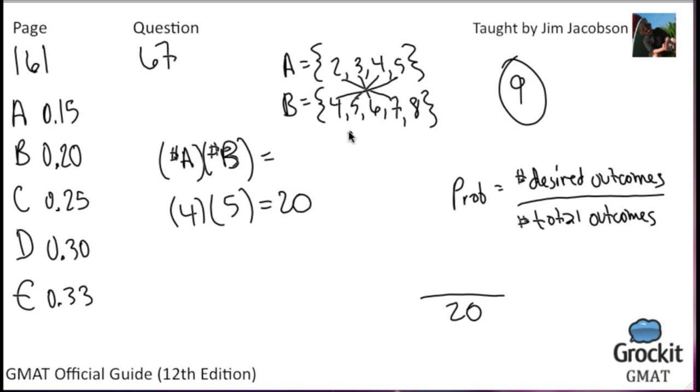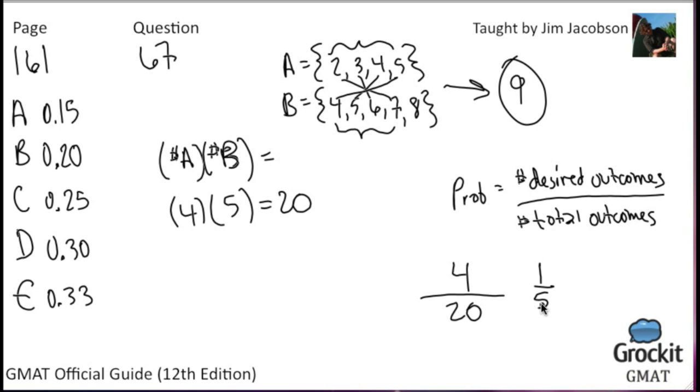If there had been 2 4s or 2 5s, if there had been 2 of any of these numbers in the sets, that would have increased the number of possibilities. But there's only one of each, so they only have one complement there that can add up to 9. So 4 possible outcomes out of 20 total outcomes. 4/20ths is the same thing as 1/5.